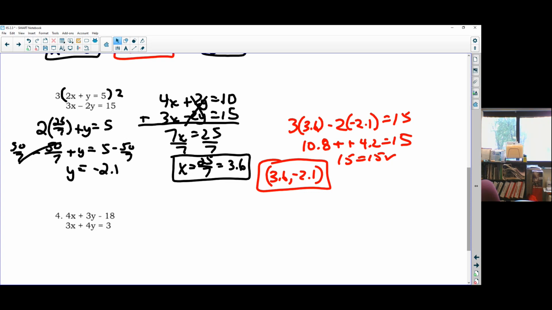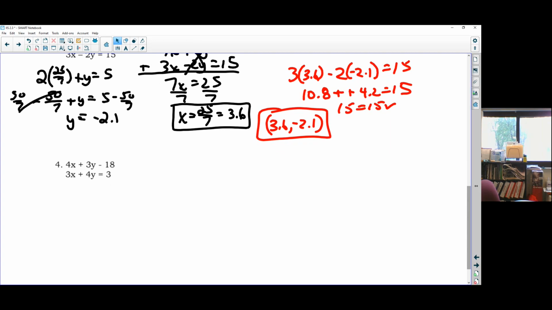All right, last but not least, number 4. Now, here's something that happens where now instead of multiplying one equation to get that elimination, sometimes you have to multiply both. Because 3 can't go into 4 and 4 can't go into 3. However, 3 and 4 have a common multiple of 12. So now I just got to figure out, okay, what do I want to multiply by? Which one do I want to eliminate, x or y?